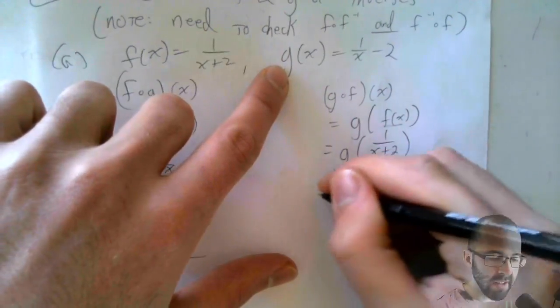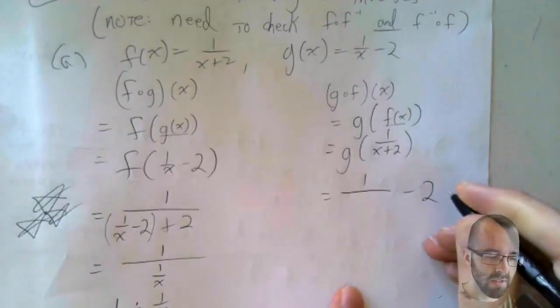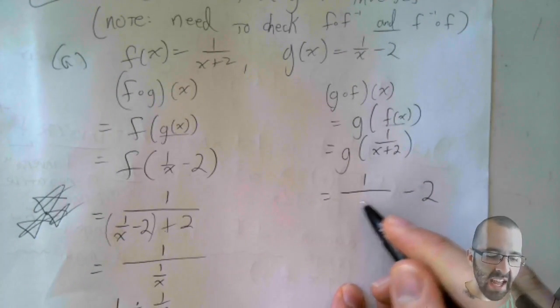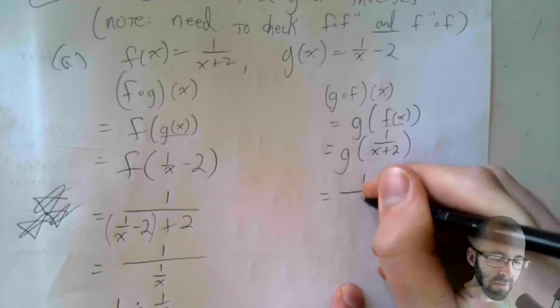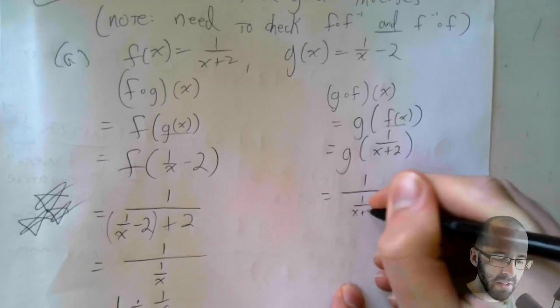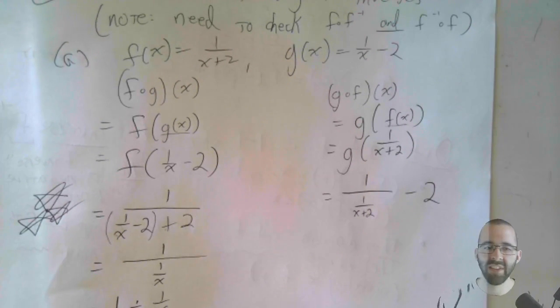So what is g, right? G is 1 over something minus 2. But we're not plugging in x down here. We're plugging in this whole inside. So it becomes 1 over x plus 2 is what goes inside. And again, we've got another complex fraction.